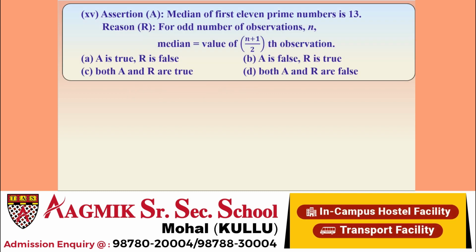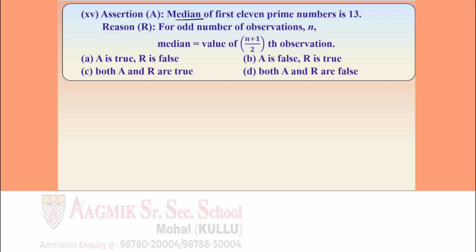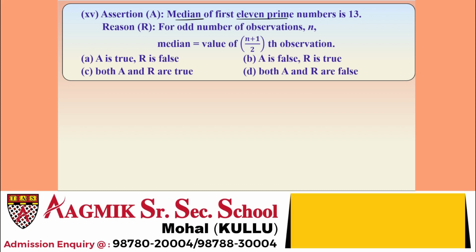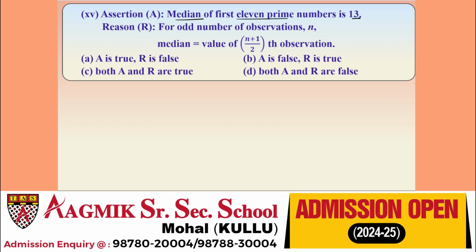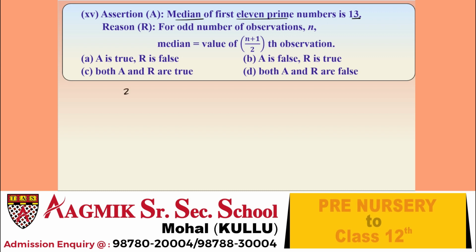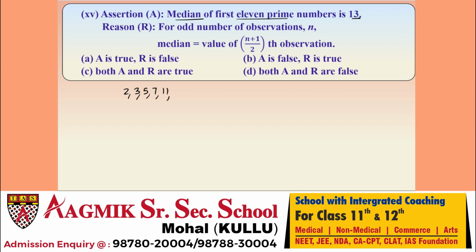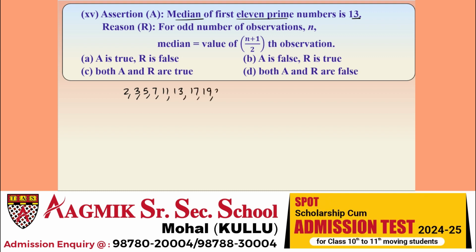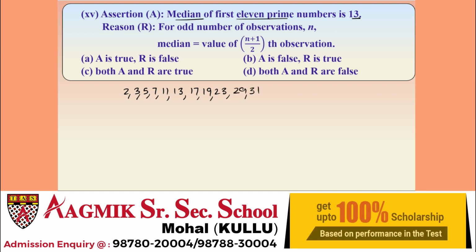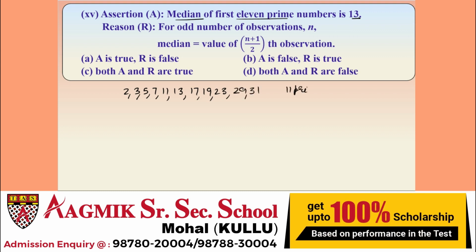Then 15th part, assertion is that median of first 11 prime numbers is 13. So what are the first 11 prime numbers? They would be 2, 3, 5, 7, 11, 13, then 17, 19, 23, 29 and then 31. So these are first 11 prime numbers.